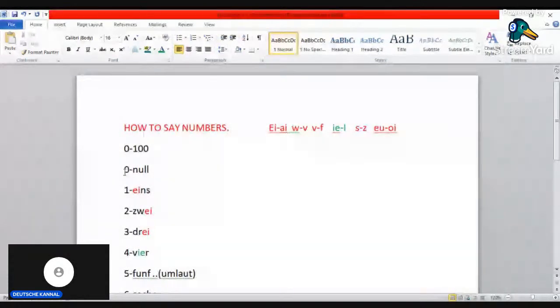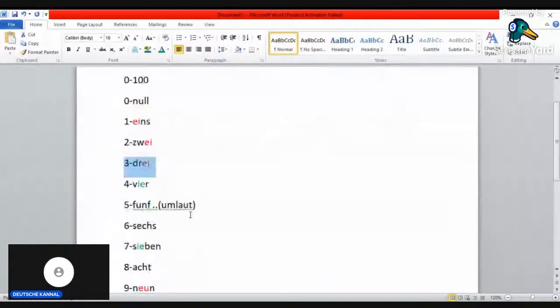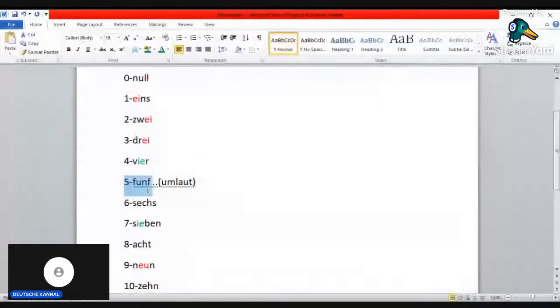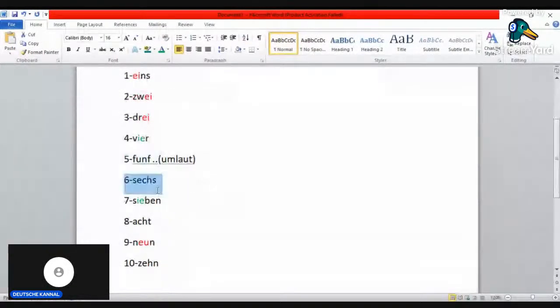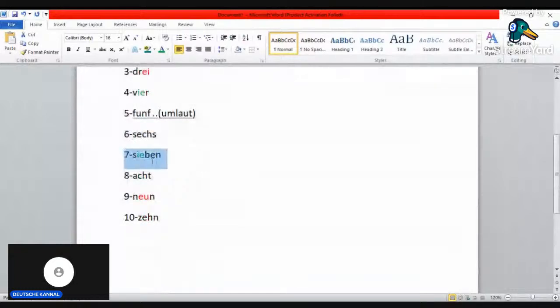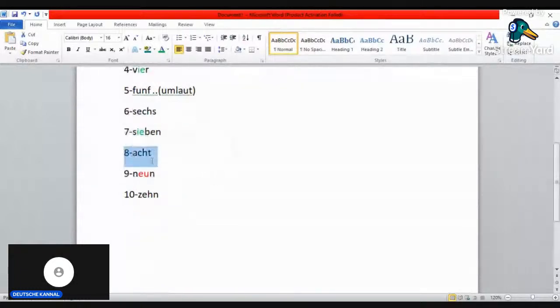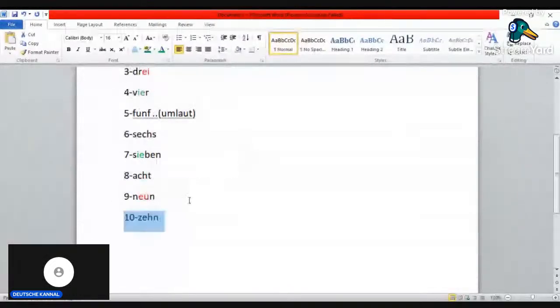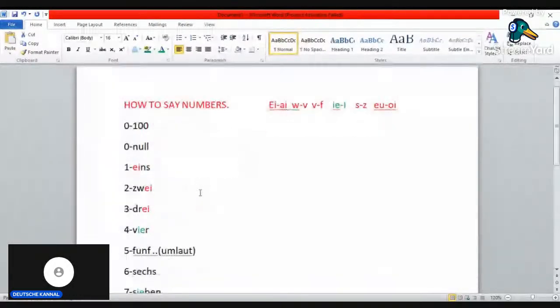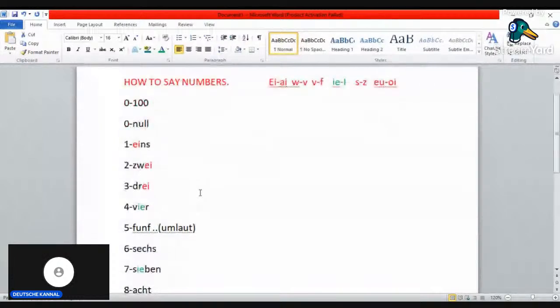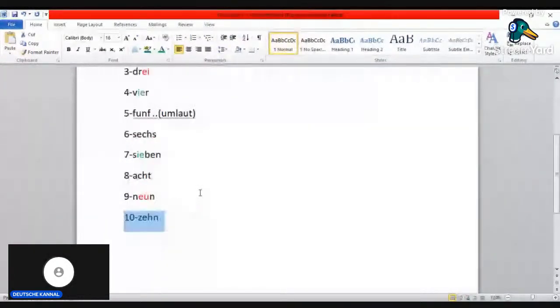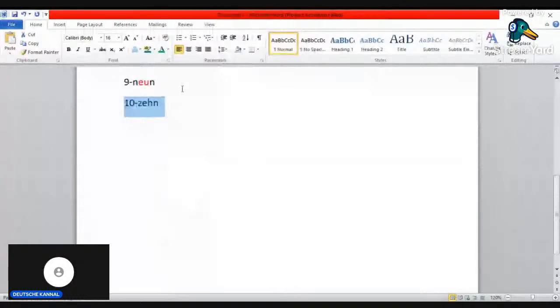Null, eins, zwei, drei, vier, fünf, sechs, sieben, acht, neun und zehn. Und is and. So hope you've copied so that we can continue.